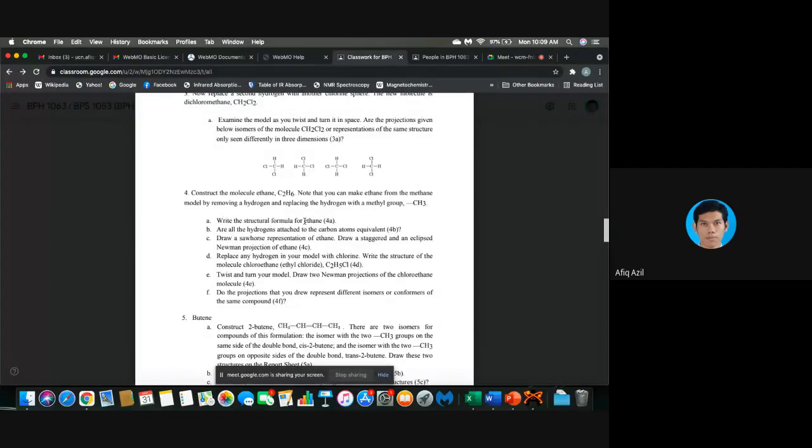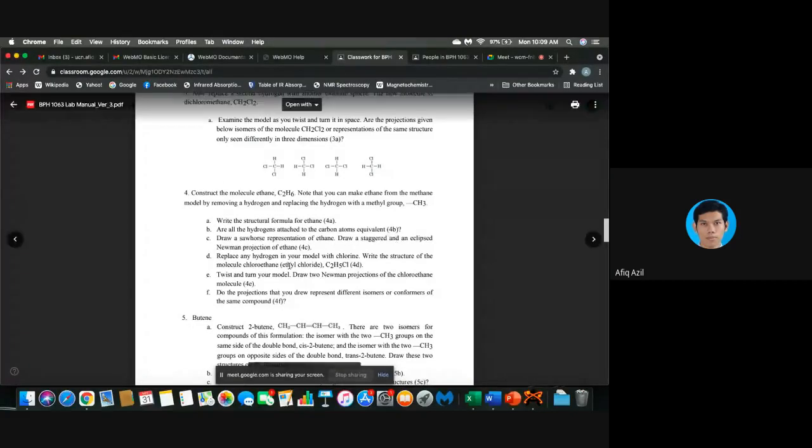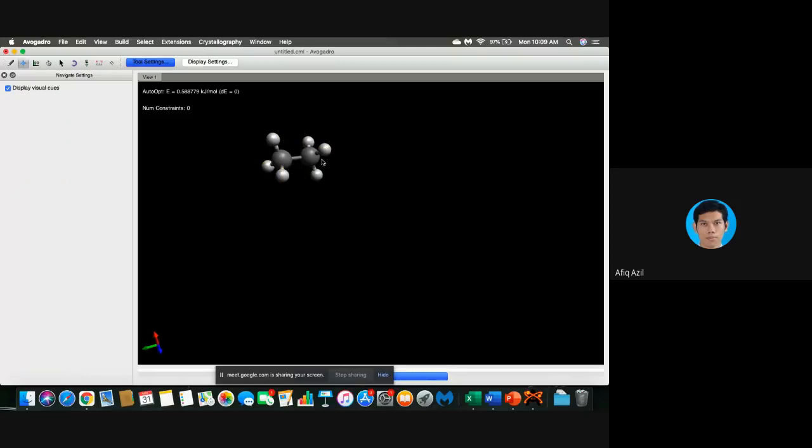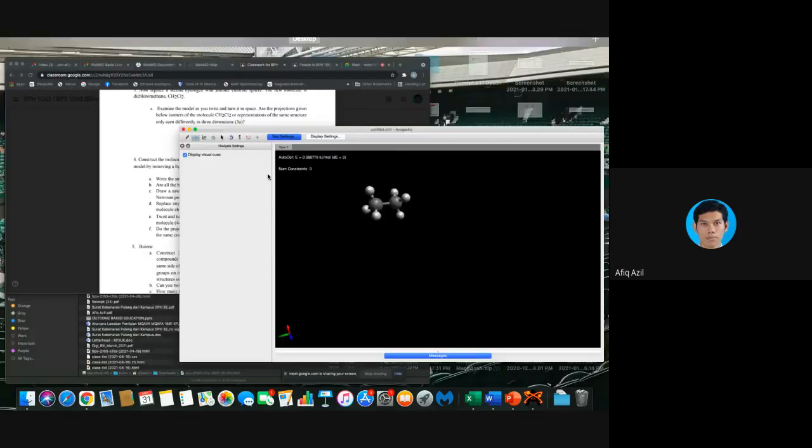Write the structural formula. Are all the hydrogen attached to the carbon atoms equivalent? Draw a sawhorse representation of ethane. Draw a staggered and also an eclipsed Newman projection. So this is the Newman, and this is staggered. Eclipsed will be when the carbon at the back over here is twisted up. So that also can be done.